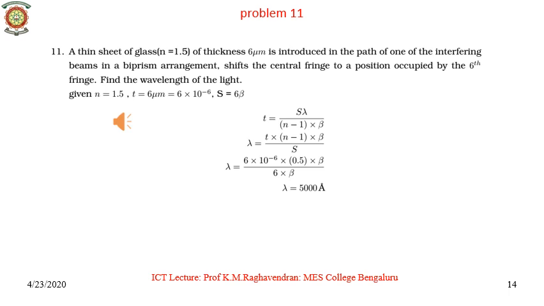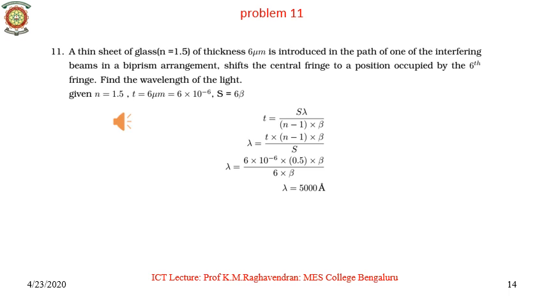So if you go back to the problem, it says a thin sheet of glass, refractive index 1.5 of thickness 6 micrometer, is introduced in the path of one of the interfering beams in a biprism experiment, shifts the central fringe to a position occupied by the sixth fringe. Find the wavelength of light. So here shift is 6 beta, n is 1.5, T is 6 micrometer.